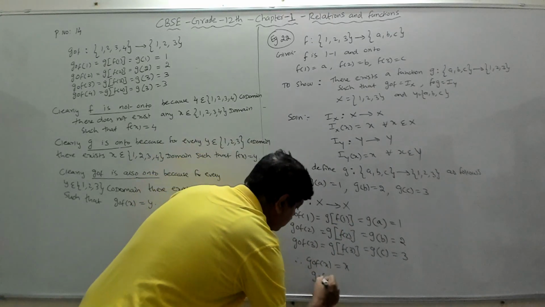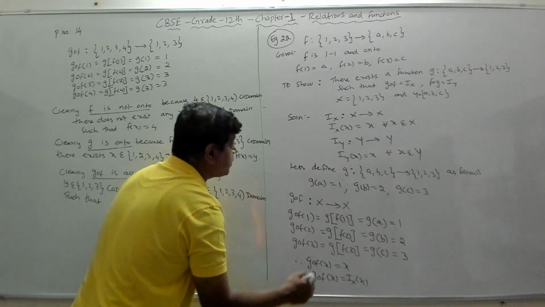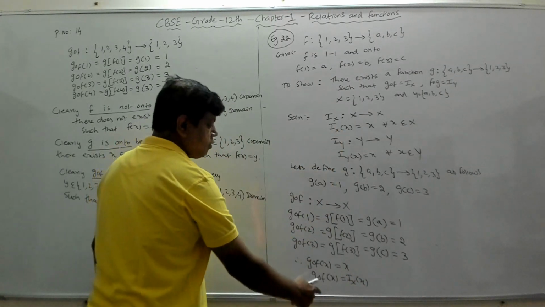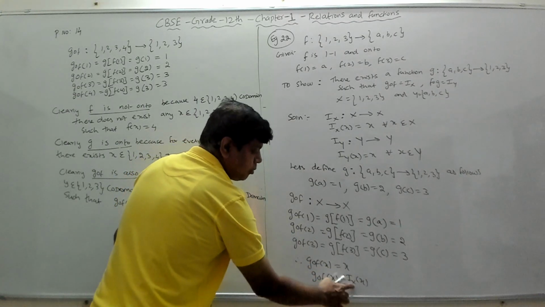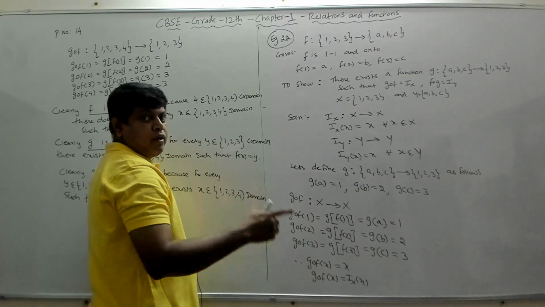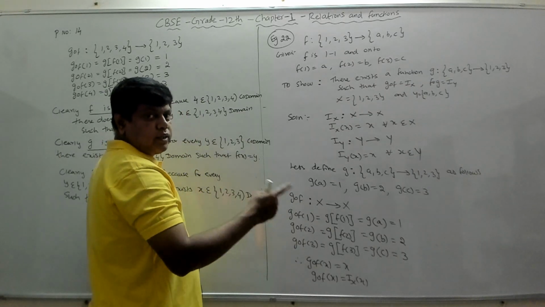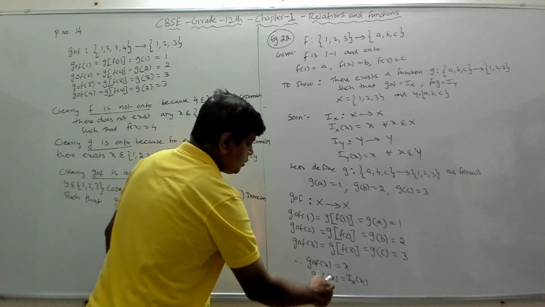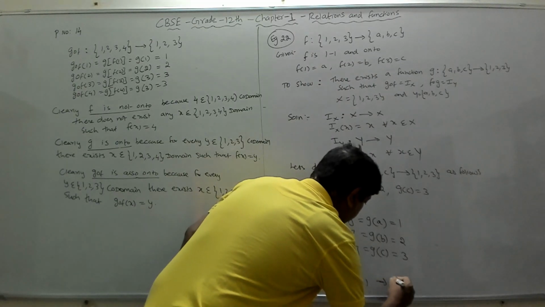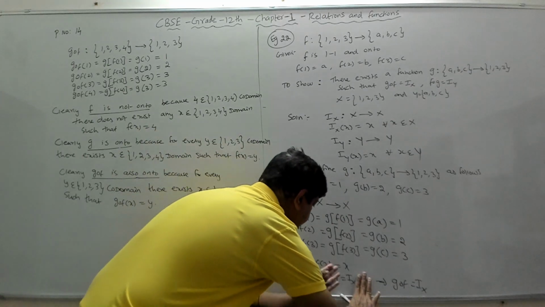Therefore, we can say G of F of X is the same as I_X of X. It is the same as this identity function. The capital X below the I denotes the set from which this identity function is defined. Identity functions are always defined from the same set to the same set: X to X, Y to Y, A to A. So here it is from X to X. So this shows that our G of F is equal to I_X. I'm just removing these two X.